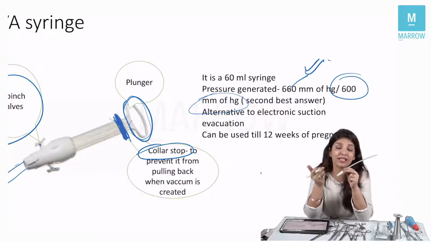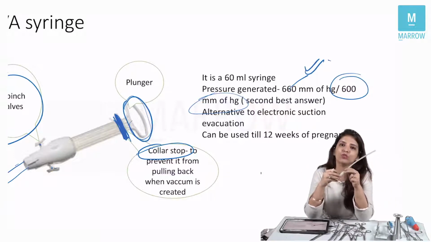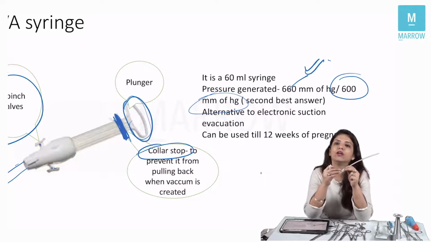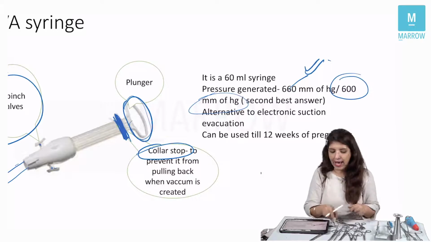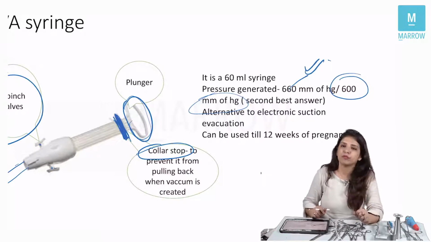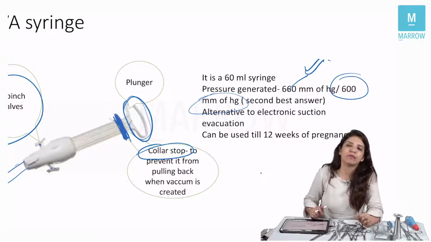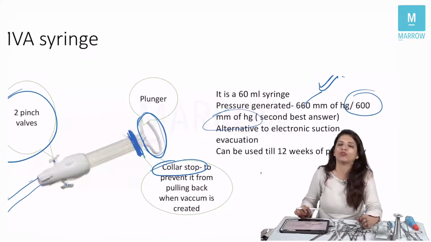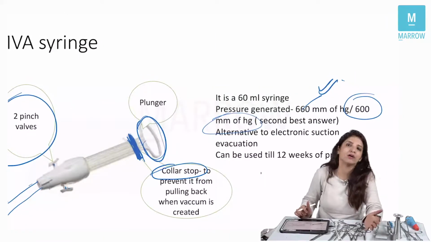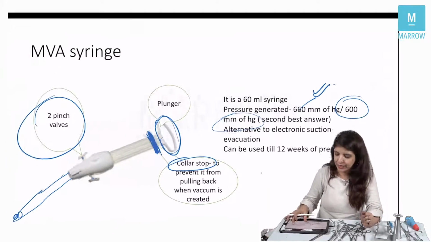So in rural settings, you can use a Carman cannula along with an MVA syringe to do MTP, right? And till what time can you do MTP by this method? You can do MTP till 12 weeks of pregnancy by using a manual vacuum aspiration syringe and a Carman's cannula, right?